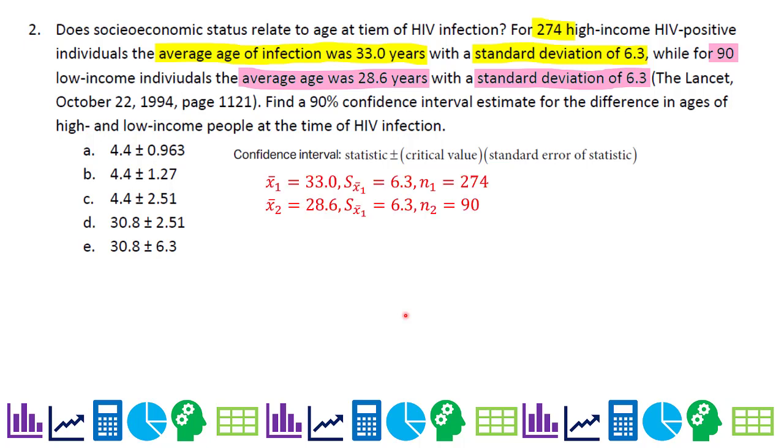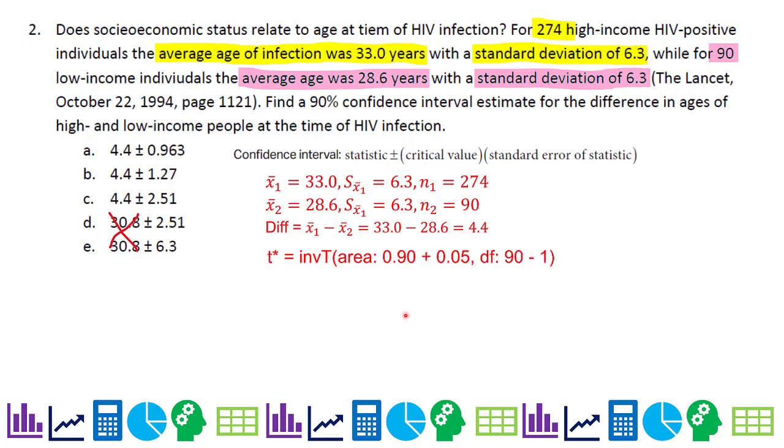We have our statistics here, and if I take the difference, I get 4.4. So you can see that 30.8 and D and E are not the correct answer. Then I'm going to go ahead and find the critical value. We're doing a 90% confidence interval, so the center area is 0.90. I have 10% left over. Cut that in half, that's 0.05. And the smallest sample size is 90, so degrees of freedom is 90 minus 1.